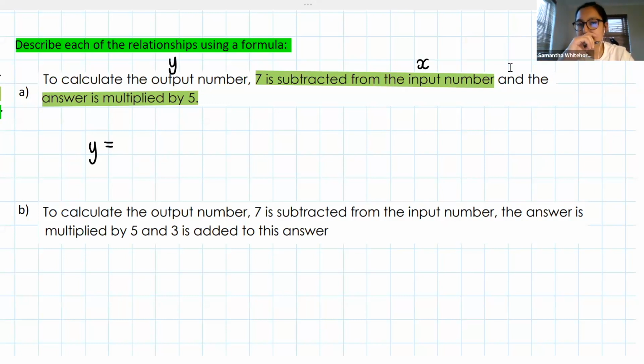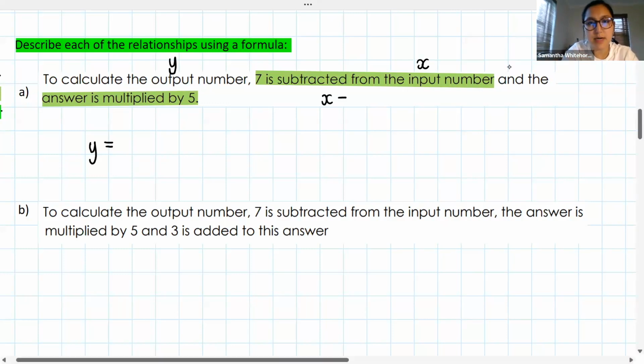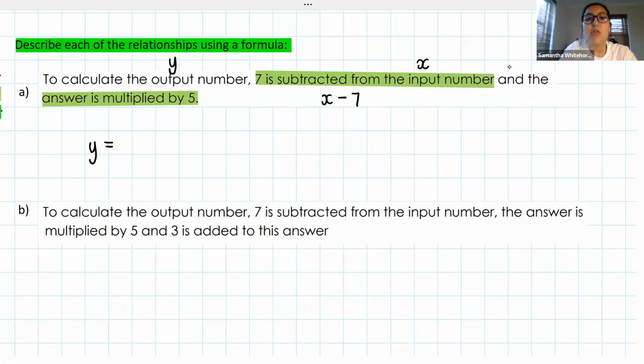All right, guys, let's have a see. Okay, so like I said, go step by step. So I'm going to deal with the first highlighted bit here. 7 is subtracted from the input number. So here's my input number. I'm subtracting 7 from it. So x minus 7. The answer of whatever I get here of x minus 7 is multiplied by 5. Right, now we can write that a bit neater and say that we've got the x minus 7, which is then multiplied by 5.